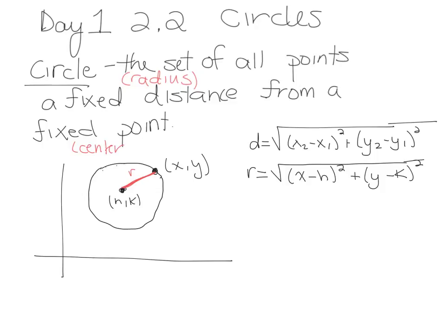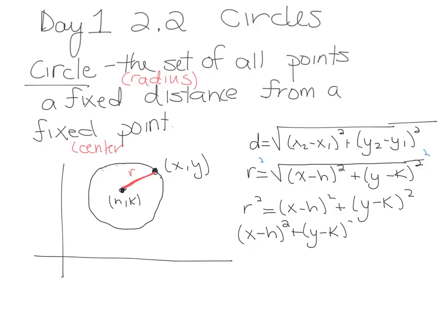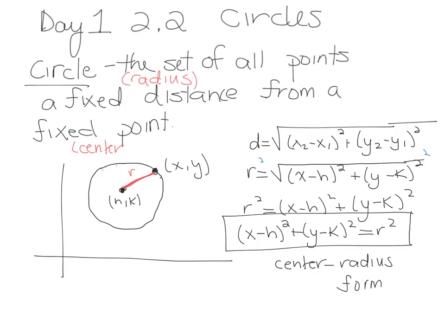And this doesn't look super familiar, but if we square both sides, we're left with r squared equals (x minus h) quantity squared plus (y minus k) quantity squared. I'm just going to flip it because that's how you'll most likely see it. They are equivalent. (x minus h) quantity squared plus (y minus k) quantity squared equals r squared. And this is the center-radius form, because I can easily find my center, which is (h, k), and my radius, which is r.